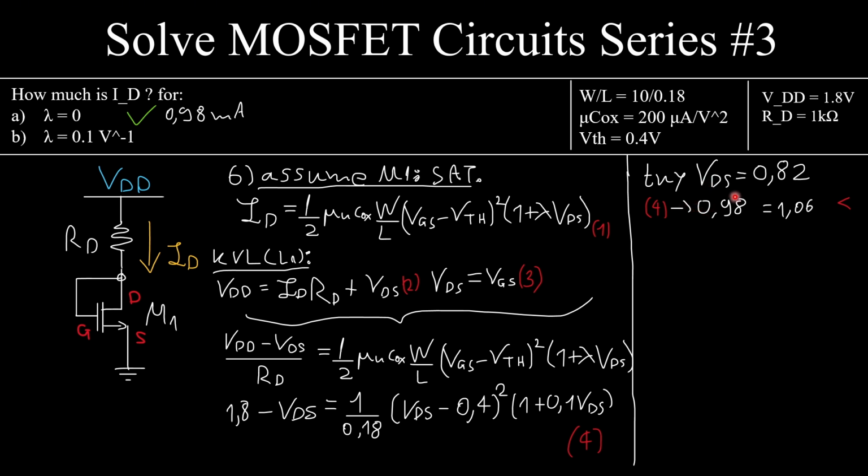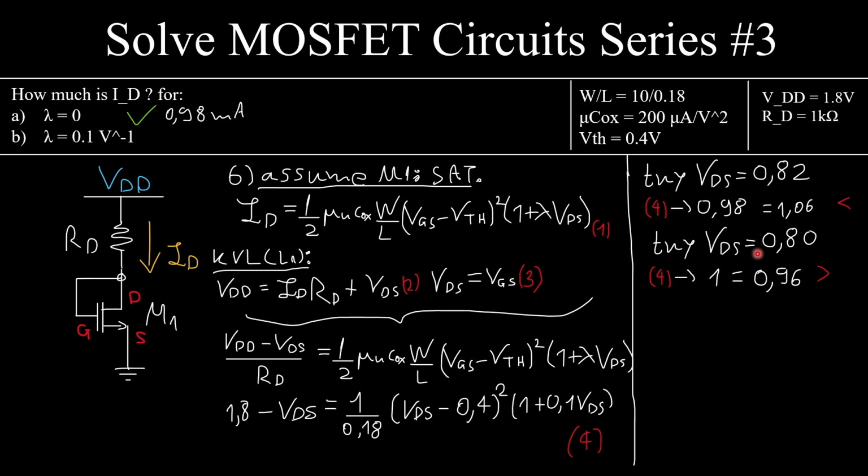Now, I go ahead and try to replace 0.82 in this equation, and I have that this part of the equation is 0.98, and this part of the equation is 1.06. This is larger than this, all right? This means that I'm a bit off. Now, next step is to take a slightly smaller value. So this is a good rule to remember, that when you have channel length modulation, the voltage at the drain source is going to be slightly less, all right, than when we didn't. So I'm going to try a slightly smaller value.